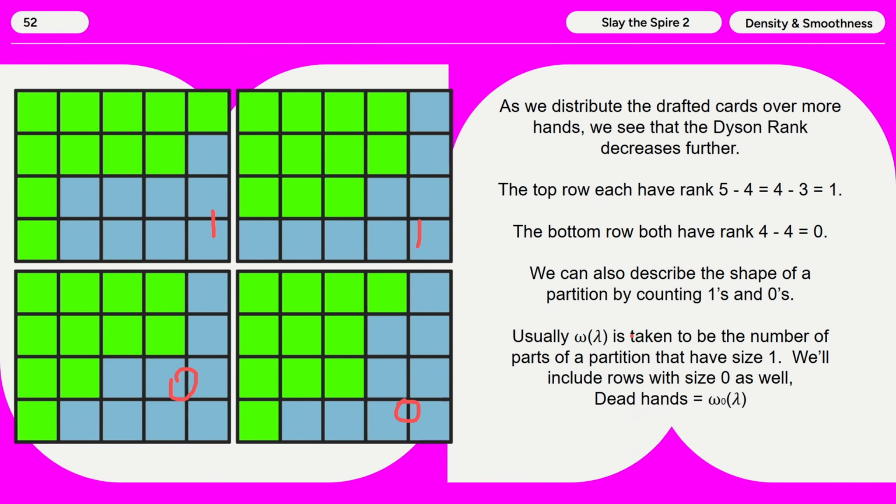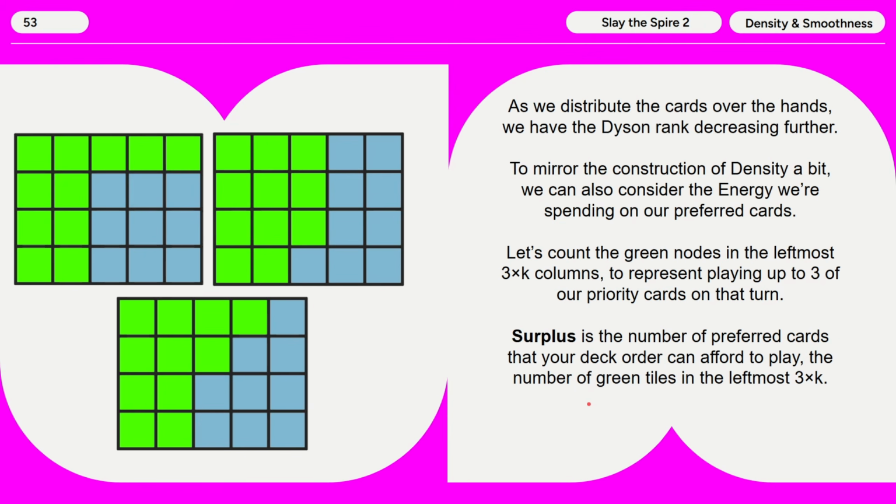So we have a term within partition theory that we can modify to count the number of dead hands when we model our hands and model the deck this way, which is one of the reasons it's powerful to model things mathematically like this, because you get to borrow from the field. As we distribute the cards over the hands, we have the Dyson rank decreasing further. This top one here has a Dyson rank of 1. This one, however, has a Dyson rank of -1, and this one has a Dyson rank of 0.